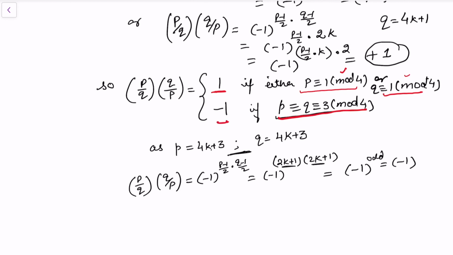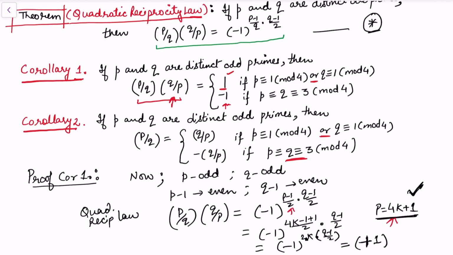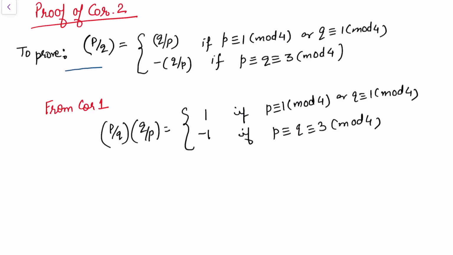So these exhaust all the possibilities for p and q. And now we can see the corollary 2. To prove corollary 2, that is, p by q Legendre symbol is equal to q by p if p is congruent to 1 modulo 4 or q is congruent to 1 modulo 4. This is minus q by p if p and q are congruent to 3 modulo 4. And from corollary 1, we can see that p by q multiplied by q by p, both in Legendre symbol, is 1 or minus 1 if this holds. So we have just proved it.